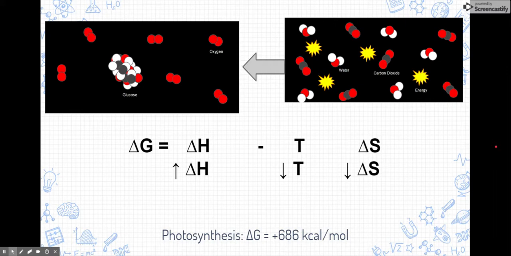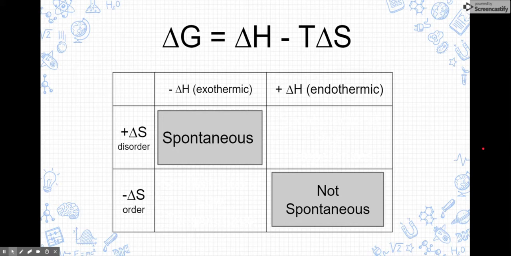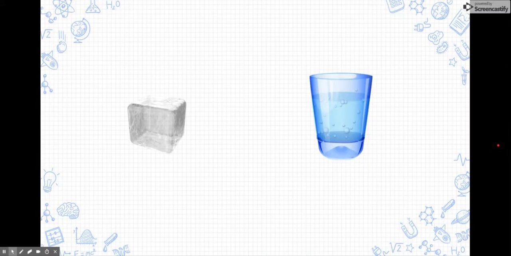We become more ordered or less disorder. While the delta G flips and becomes positive 686 kilocalories per mole. And so we can say that reactions that are opposite, positive delta H or endothermic and negative delta S with order or less disorder, are non-spontaneous. Well, let's hit the other two with this example.